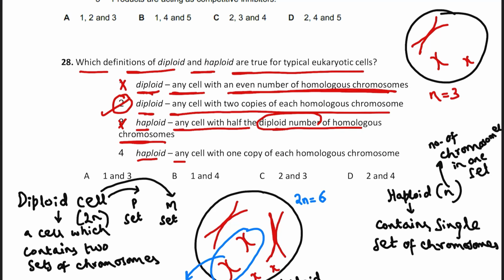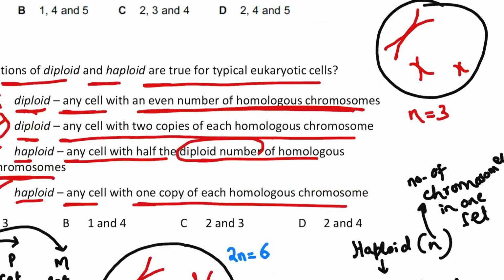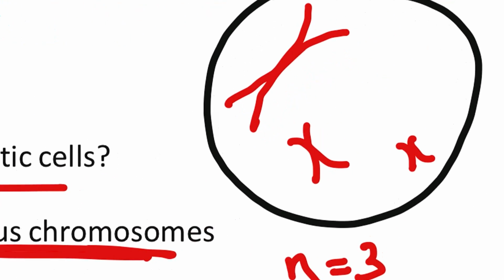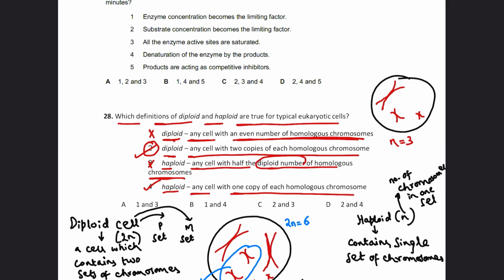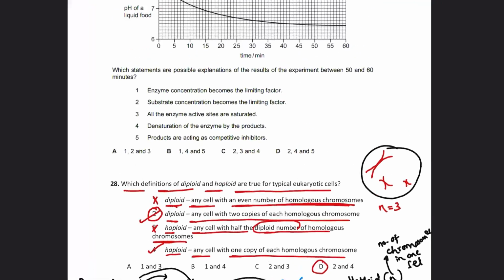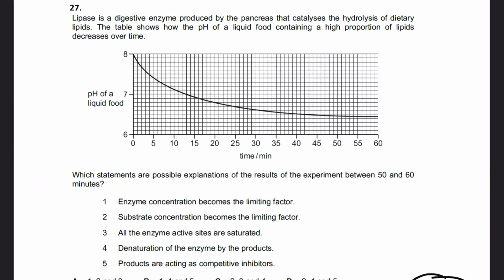Haploid, any cell with 1 copy of each homologous chromosome. Yes guys, this is true, that there is only 1 copy of each homologous chromosome. So the answer should be D, 2 and 4. Okay guys, let's move on to MCQ number 27.